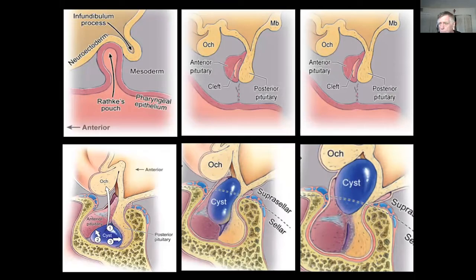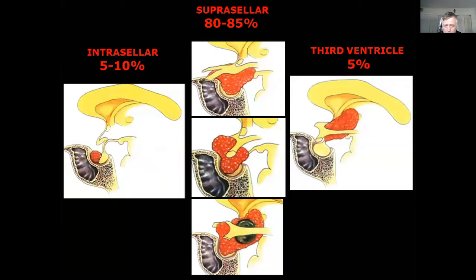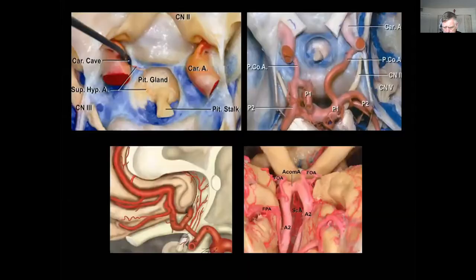So the craniopharyngioma can be within the sella, suprasellar, or completely within the third ventricle. Here we are, sellar, 5 to 10%. The suprasellar is the majority, 80 to 85%. Here it is just occupying the sellar and suprasellar, pushing the chiasm up, or here it's going above the chiasm, or here it is invaginating the floor of the third ventricle. Here is completely within the third ventricle. So 5%, 5%, and about 90% is the suprasellar part.